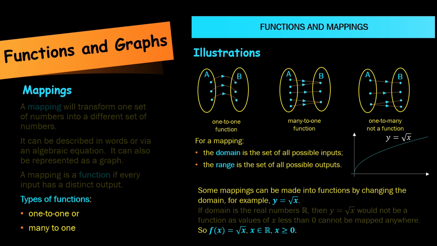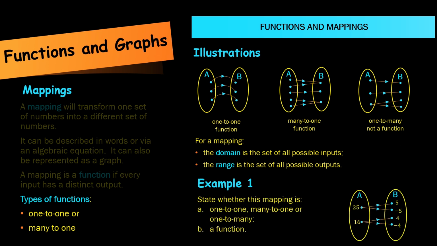So, if we redefine f of x as f of x equals root x for x in the real numbers and x greater than or equal to 0, this will now become a function. We can equivalently write f such that x goes to, or is mapped to, root x, where x is a member of the real numbers and x is greater than or equal to 0.